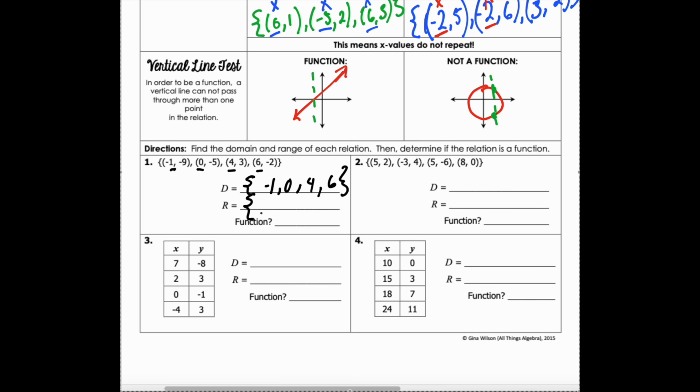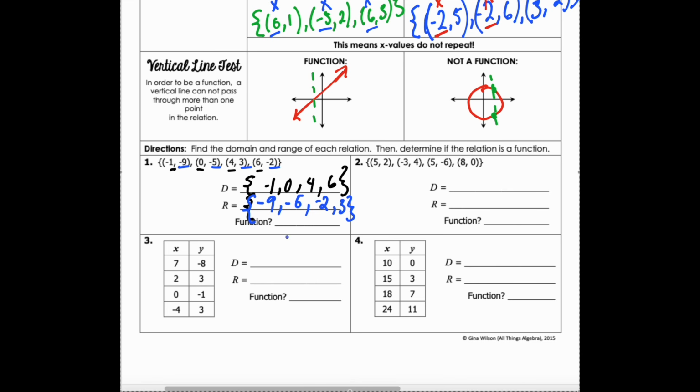And then our range is going to be all of the y values. We have -9, -5, 3, and -2. When we list these, they do need to be from least to greatest, so it doesn't mean that they're going to line up with the corresponding x values they go with. The smallest number is -9. Then we have -5, I'm sorry, not -2. -5 comes first, then -2, then we have 3. Those would be our range, or our y values.